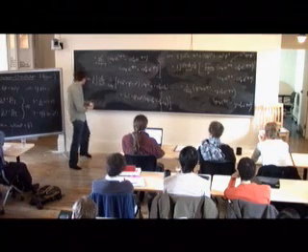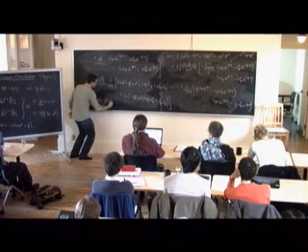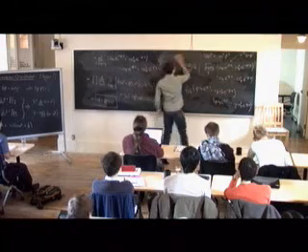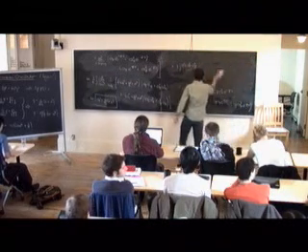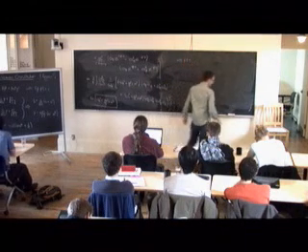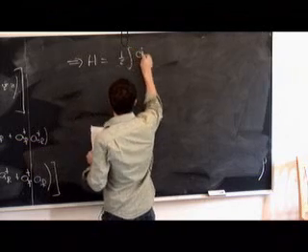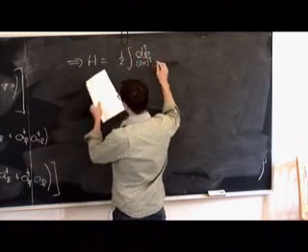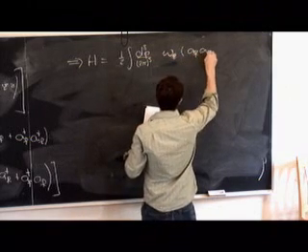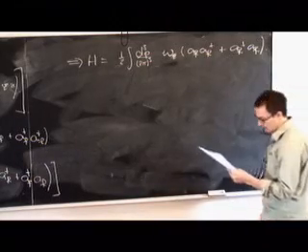So now comes the final step. It's just to notice that the definition of this guy was equal to p squared plus m squared. So this term vanishes. So this is the Hamiltonian that we get.